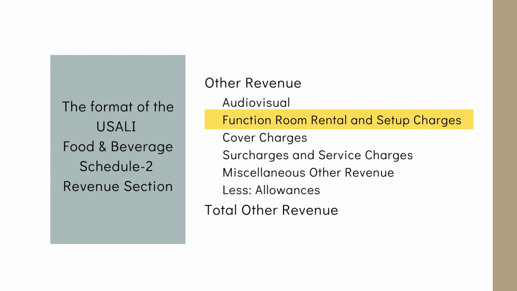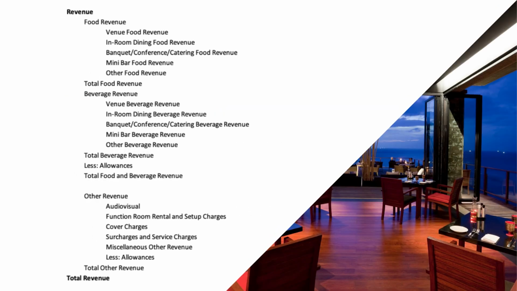While most properties have designated function spaces, if a guest room or suite is used as a function room and banquet/conference/catering food and beverage revenue is involved, the revenue from renting that room is noted in this line item. So, there you have it, a comprehensive look into the revenue categories within the food and beverage department. We're uncovering the financial puzzle one piece at a time.